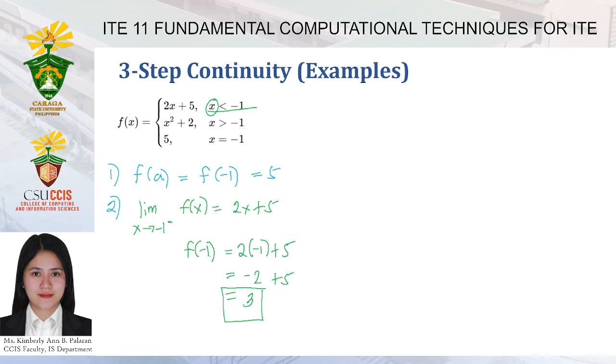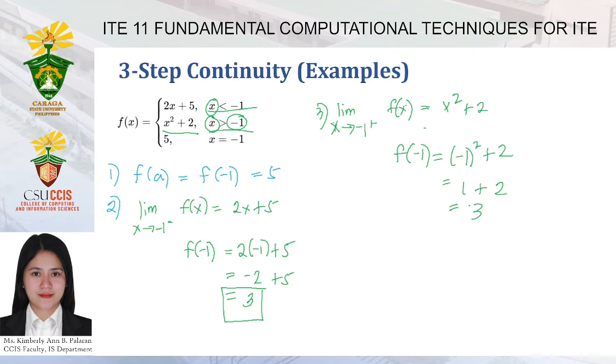Now, let's take a look at from the right. So, if approaching from the right, let's choose this function since our x is greater than -1. So, kani atong gamito na function. Okay, from the right na pod. So notice that our limit approaching from the left and from the right is equal to 3. So, therefore, nag-exist siya. The limit is existing.